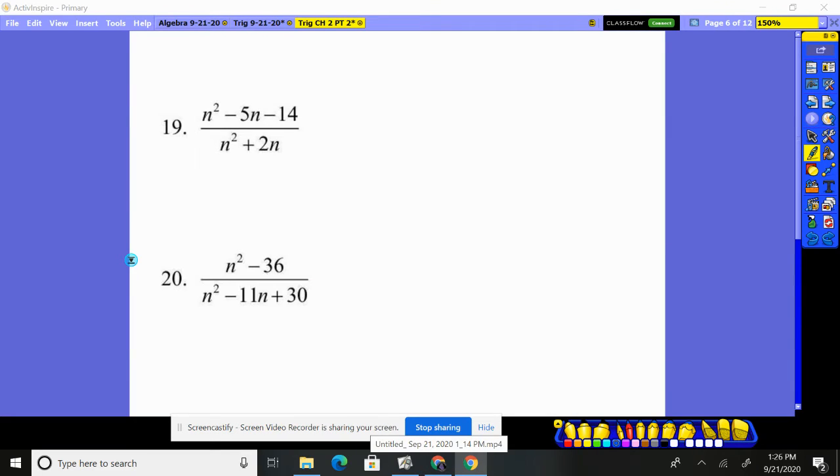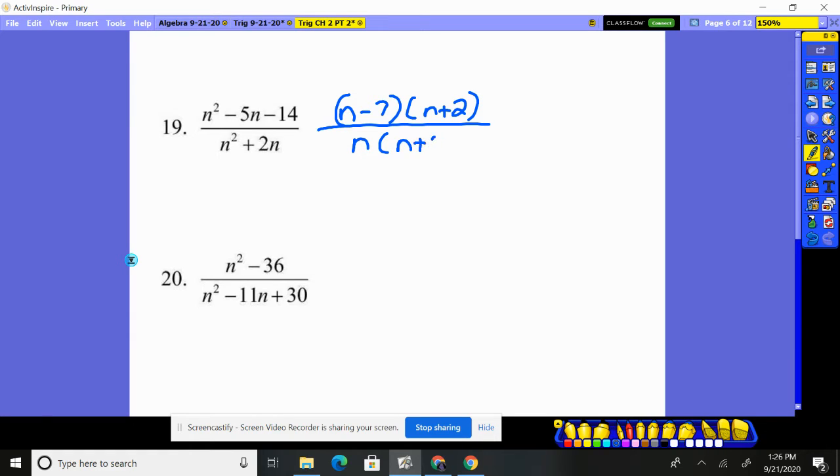19, we want to simplify. So I'm going to factor the top and bottom. Two numbers that multiply together to give a negative 14, yet add to give a negative 5. Looks like a 7 and 2. Looks like an n minus 7 times an n plus 2. Yep, that works. The bottom, looks like just an n factors out. I'm left behind with an n plus 2.